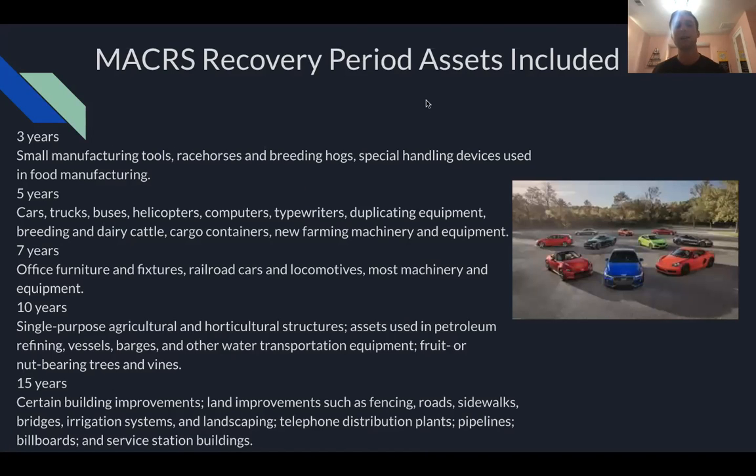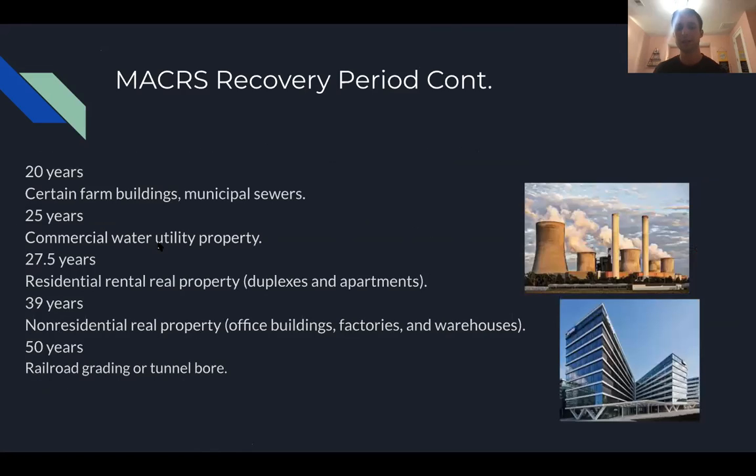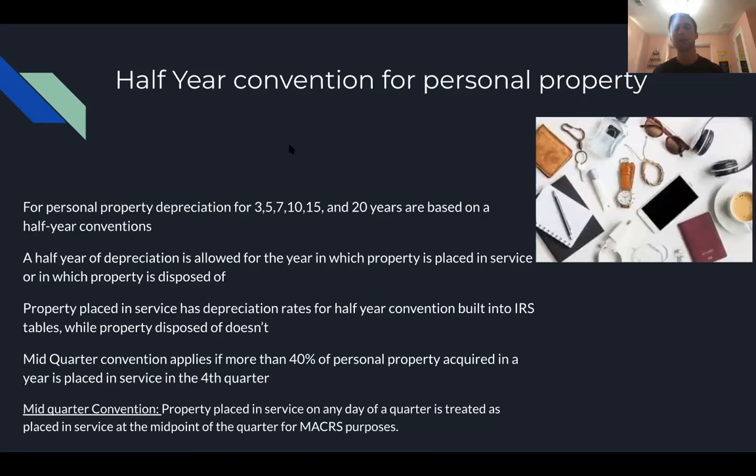The recovery period assets for depreciation under MACRS include 3 to 15 years, which covers the smaller assets, like you start off with tools and then you get up to cars. And then as you get further up, it'll be real estate and these bigger office buildings. For personal property, we're going to use a half year convention. That would apply for 3, 5, 7, 10, 15, and 20 years. Basically, a half year of depreciation is allowed for the year in which property is placed in service or in which the property is disposed of.